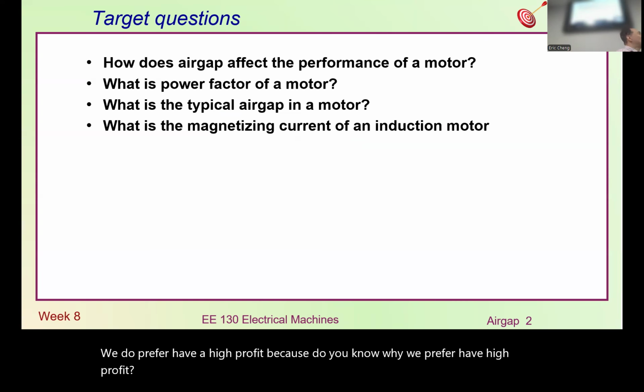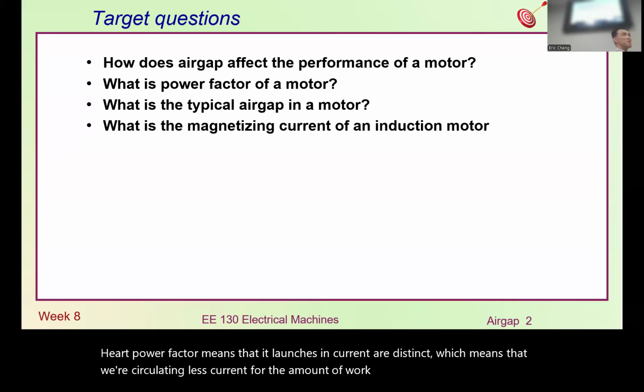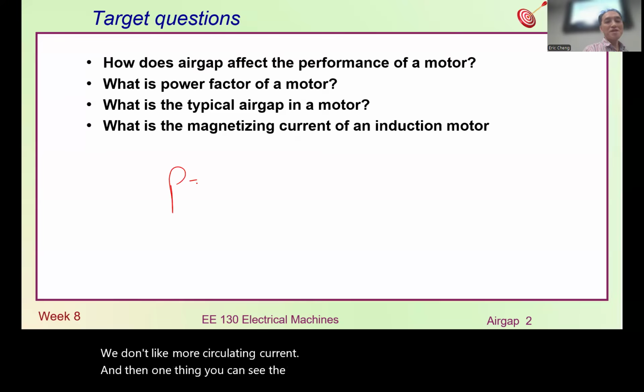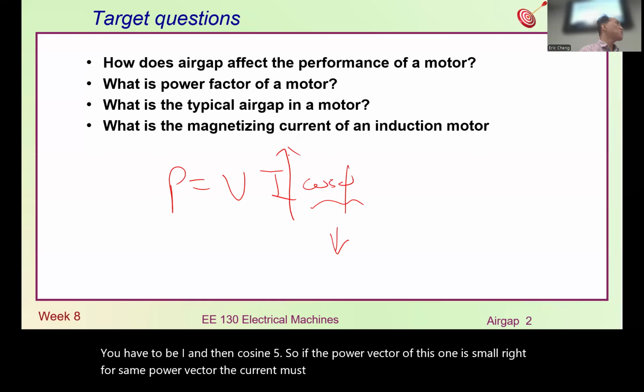A high power factor means that voltage and current are in phase, which means that we're circulating less current for the amount of work we're doing. Yeah, good point. We don't like more circulating current. One thing you can see is the power equals V I cosine phi. So if the power factor is small, then for the same power, the current must be larger. The voltage will not change, always 120 anyway.